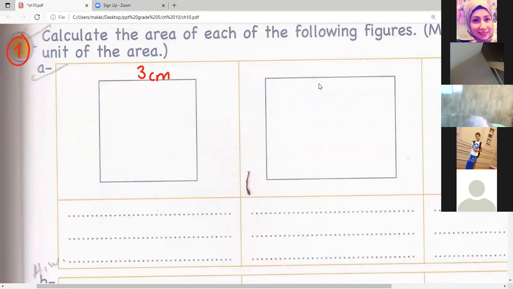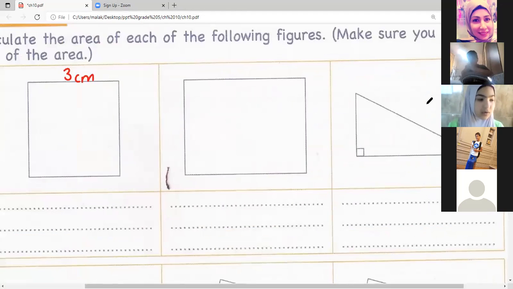Each one alone, measure them please. Measure them all, just the length and width. 4 times 4. Length 4 and the width. But 4 is the width and the length is 3 centimeters. Are you sure? Check them, please.